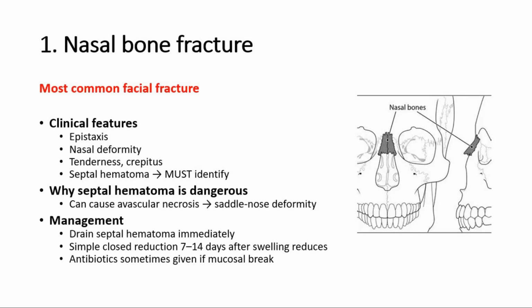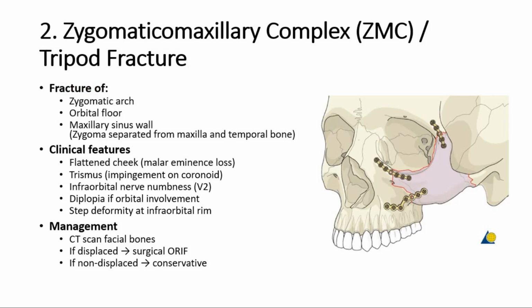Second, zygomaticomaxillary complex, also known as tripod fracture. This involves 3 points: the zygomatic arch, the orbital rim, and the maxillary sinus wall. Features of tripod fracture include flattened cheek or loss of malar prominence, trismus from coronoid impingement, infraorbital nerve numbness, step deformity at the infraorbital rim, and diplopia if the orbit is involved.